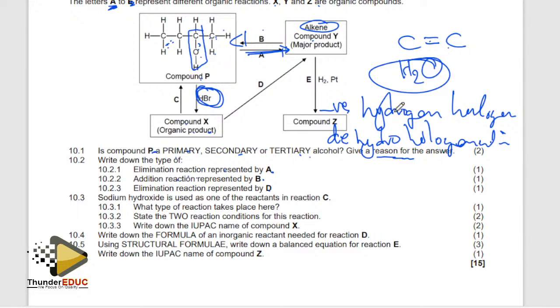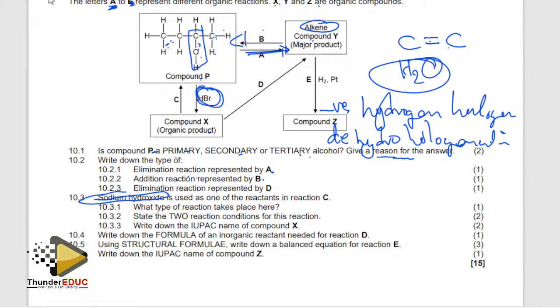Then we go to sodium used. Don't forget that sodium is a strong base. I told you, when do you use a strong base? When do you use an acid? You have to know all these conditions. Guys, don't go to the paper without knowing it. At least practice this question. You won't regret it. Used as a reactant in C.